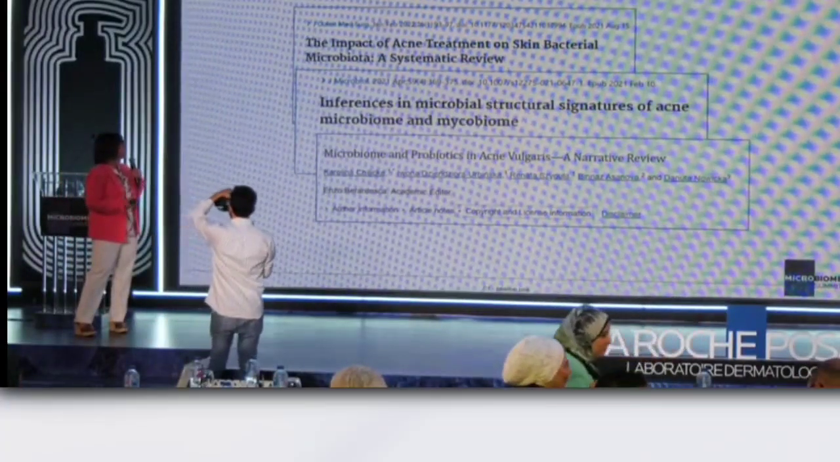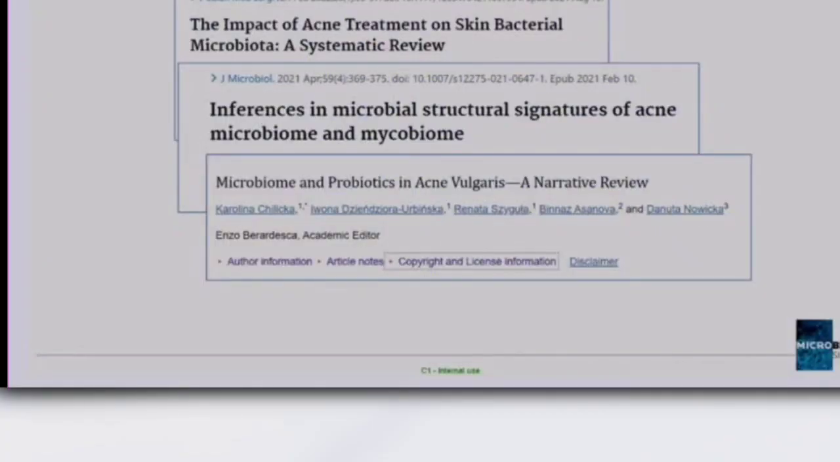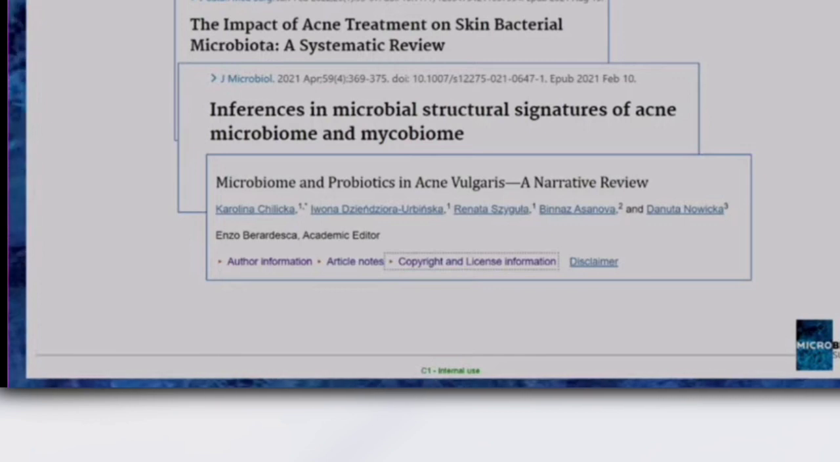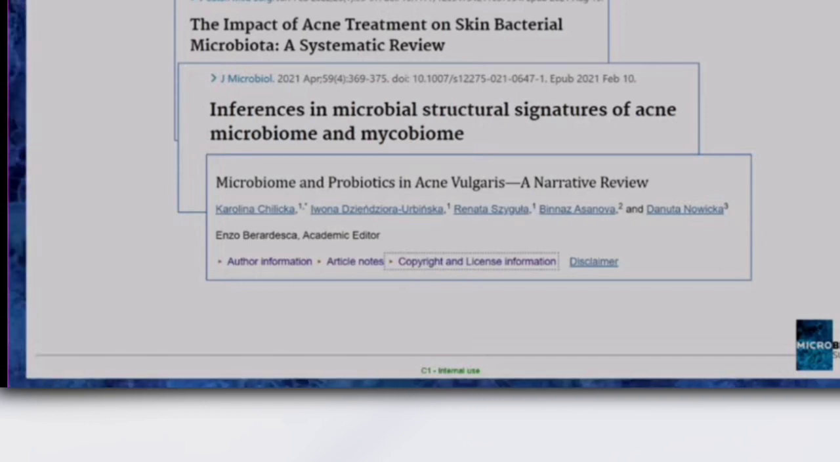So, what's new in acne? The impact of acne treatment on skin bacterial microbiota. Now, people are thinking of diminishing using systemic antibiotics for decreasing the resistant strains and interference in microbial structure signature of acne microbe and microbiome.